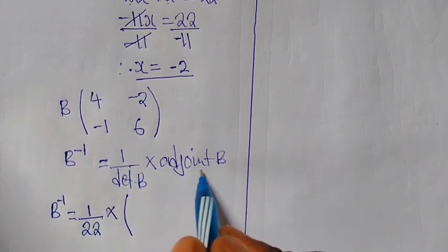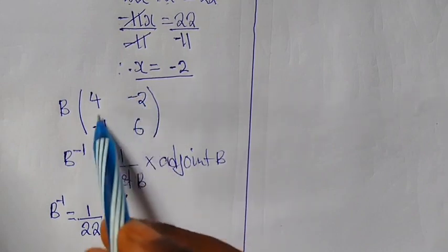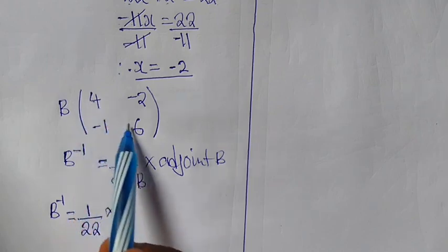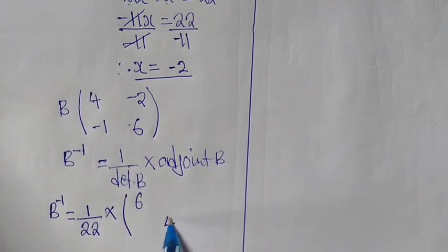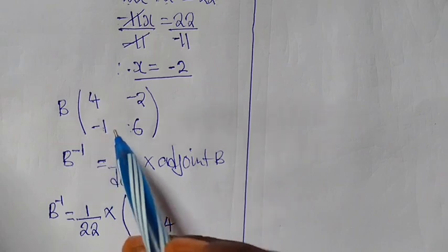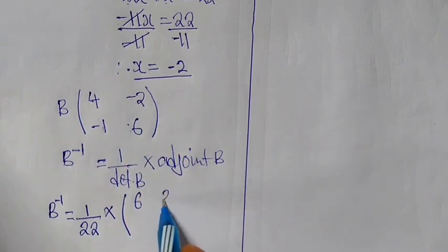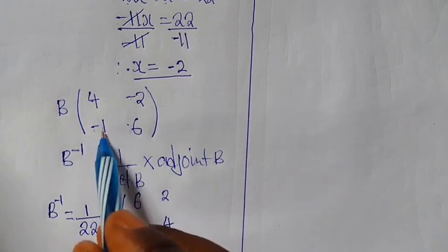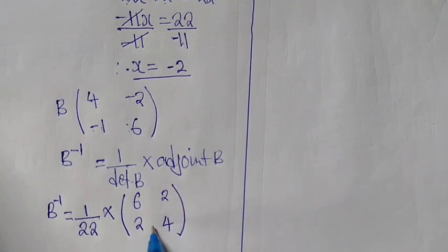The adjoint of the matrix is found from the original matrix. To find the adjoint, the major diagonal elements swap: the 6 will be where the 4 is, and the 4 will be where the 6 is. Then to the minor diagonal elements, we change the sign. Because this one is negative 2, it becomes positive 2. Also this one is negative 1, it becomes a positive 1. So this is the adjoint of matrix B.